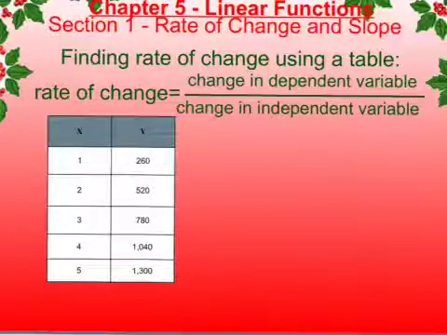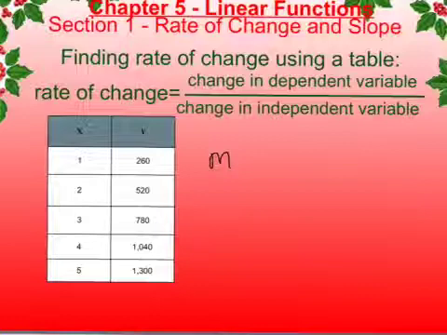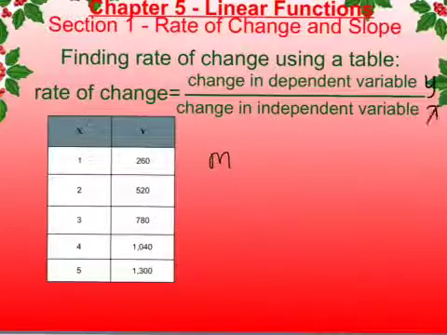Chapter 5, Linear Functions, Section 1, Rate of Change and Slope. We've talked about finding the constant rate of change in a linear function already. We call it the slope, and we represent it using the variable m. The rate of change is the change in the dependent variable, which we know is y, over the change in the independent variable, which we know is x.